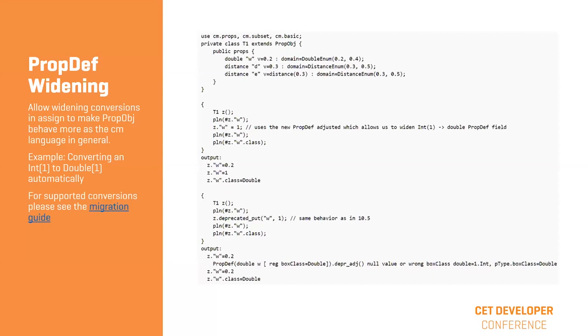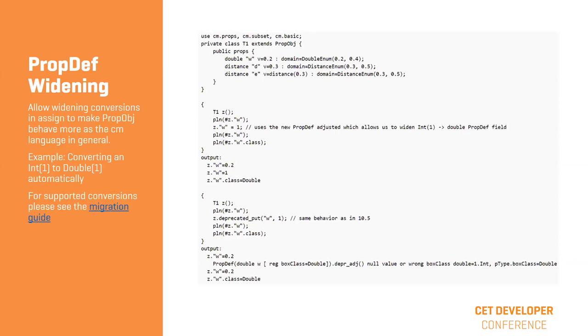Well, anyway, you can see here in the first example that we have a class called T1, and we have an instance of it called Z. In that we have a prop called W, which is a double, and we assign it to be 1 using the new system. So the value becomes 1, and the class is still a double.